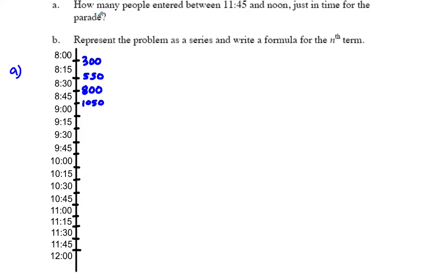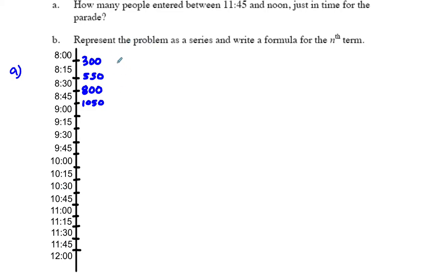So the problem asks how many people entered between 11:45 and noon, just in time for the parade. From 8 o'clock to noon, I've broken it down into 15-minute increments. We've got our first increment, second, third, fourth, and if we go and add them all up, 5th, 6th, 7th, 8th, 9th, 10th, 11th, 12th, 13th, 14th, 15th, 16th. There's 16 15-minute increments between 8 o'clock and noon.